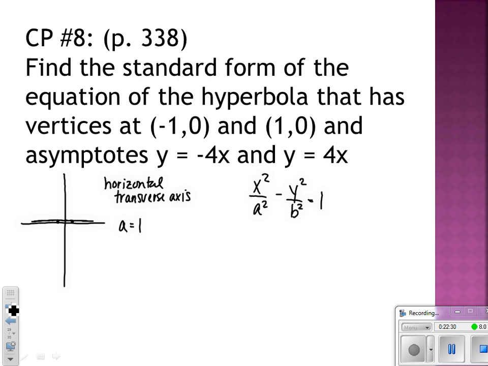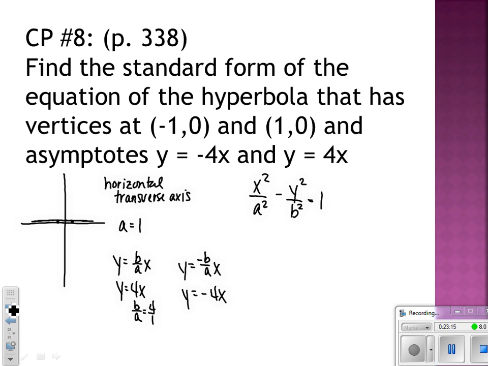Now the only other information this problem gave us were our asymptotes. Y is equal to -4x and y is equal to 4x. But remember, if we have a horizontal transverse, our asymptotes were b over ax and negative b over ax. That -4 and +4 are your b over a. So b over a is equal to 4 over 1. So now I know my b and I know my a.